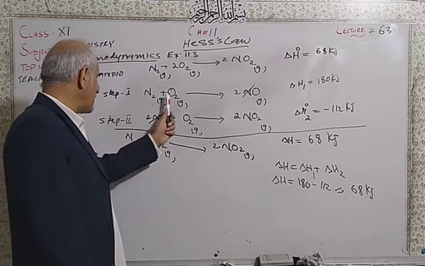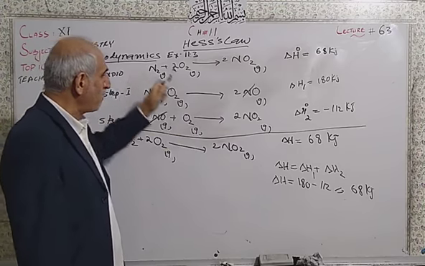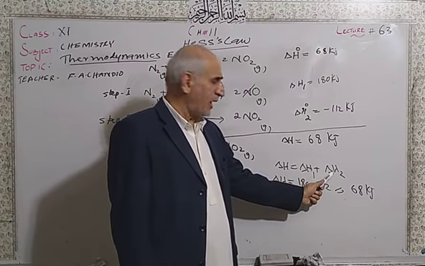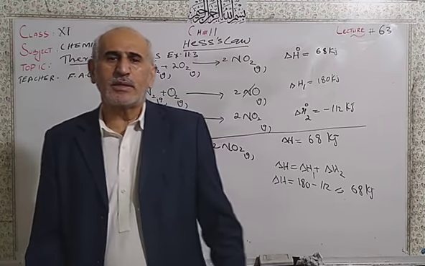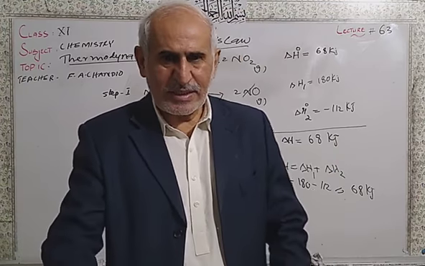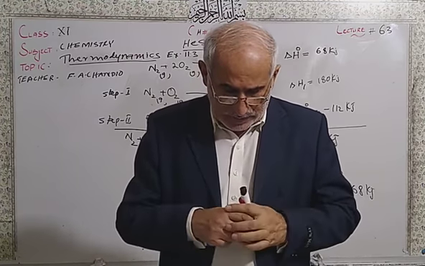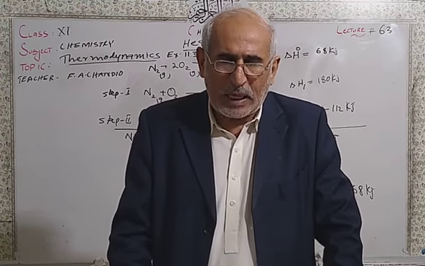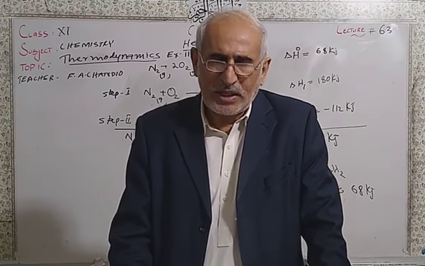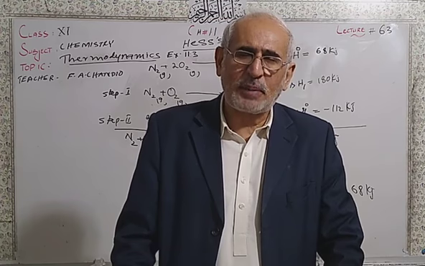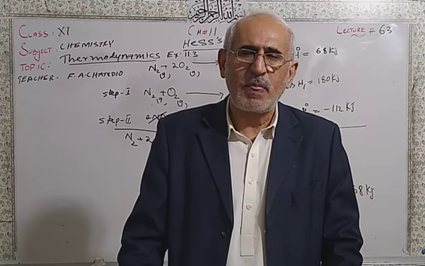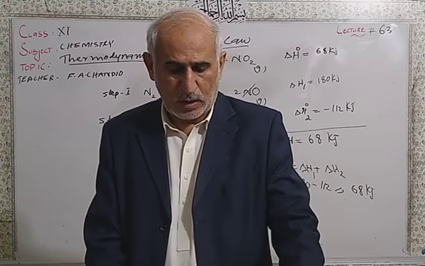2 moles are cancelled and you will get the 100% same equation. And according to Hess law, delta H is equal to delta H1 plus delta H2. When you add, you will get the same 68. So dear student, this confirmed that enthalpy change in a chemical reaction is the same whether the reaction takes place in a single step or in several steps, many steps. This cycle is complete.